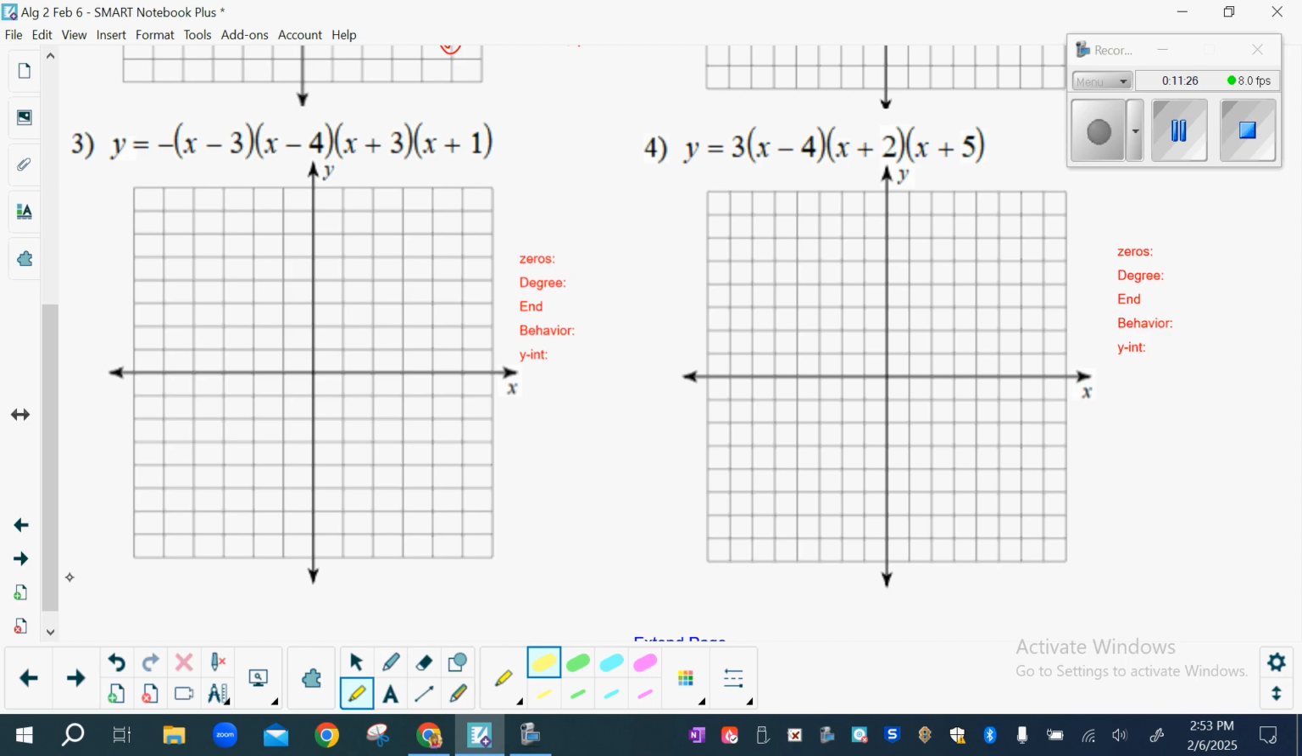Okay, so this group here, tell me what my zeros are. 3, 4. Good. And then what's my degree here? 4. So back here on the left, my degree is even or odd? It's even. And then is my A positive? A is negative. Good. And so what's my end behavior? Left down. Oh, sorry, right now. Right down. Good.